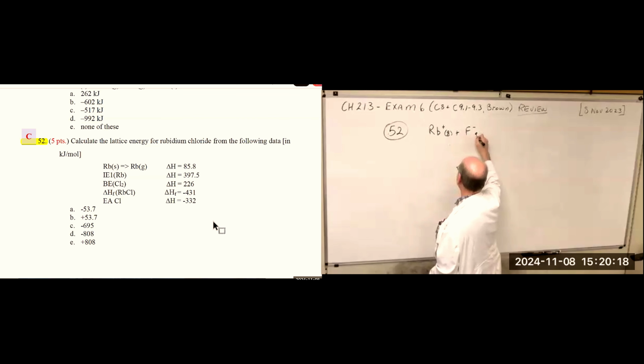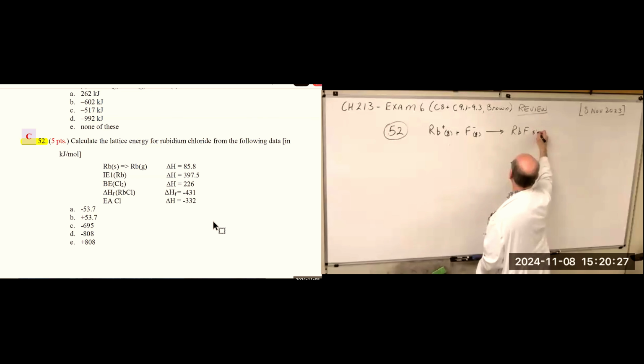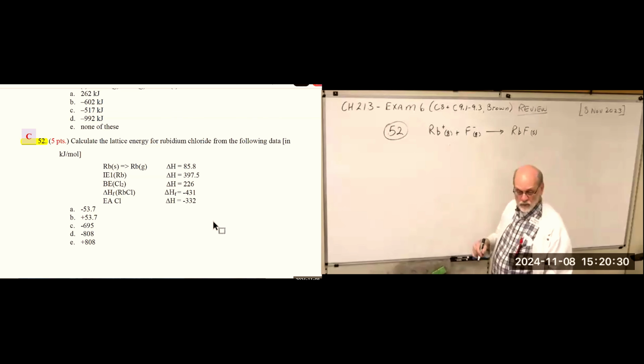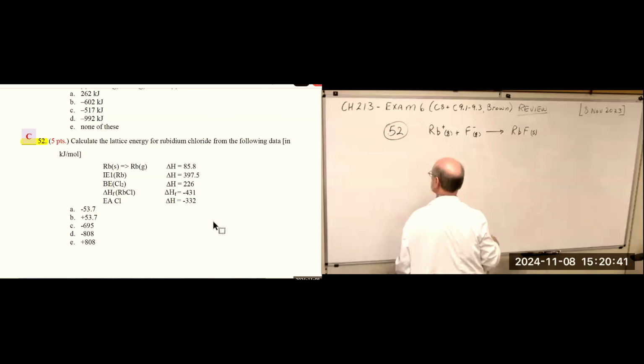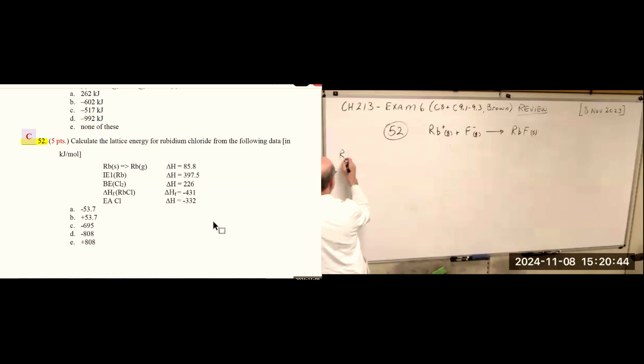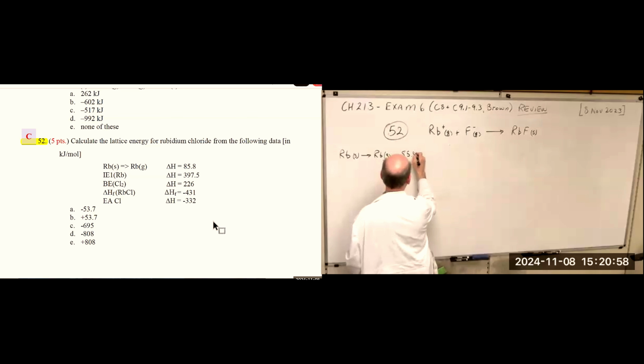and fluorine yields, is that right? Yeah. Rubidium is the alkali metal. Rubidium fluoride solid. We want the energy for that reaction. And what we have is, first of all, we have sublimation of rubidium. So let's put it over here. The sublimation of rubidium is solid to gas. That's sublimation energy, 85.8 kilojoules for that one.